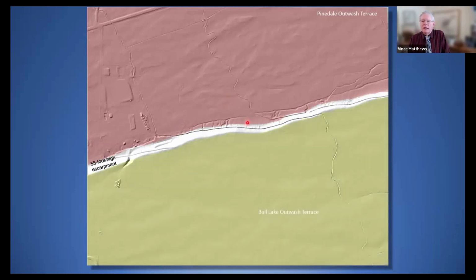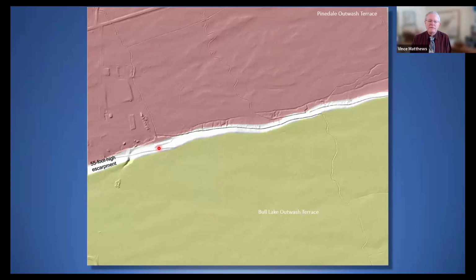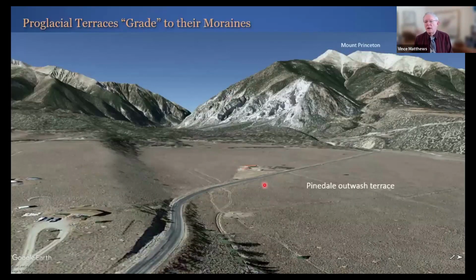Up here is the Bull Lake outwash terrace. And you can see they're not nearly as well preserved as they are out here, but you can see the overall back in here of these bar and swale features. And that is 55 feet higher, this plain, than that one. Because remember, the glaciers are always, each successive period cuts deeper and wider. So this is the Pinedale outwash terrace.